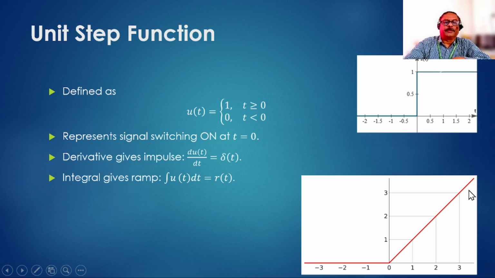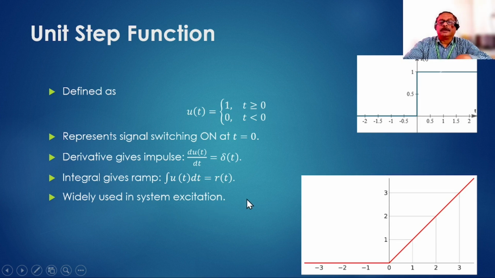and the integration of the step function will be a ramp function. So these are the commonly used operations. One is a switch, that is represented by the unit step function, and then if this switching action is related to a derivative circuitry or a derivative system, then the response would be an impulse, and if the system is of integrating type, then the response would be a ramp.